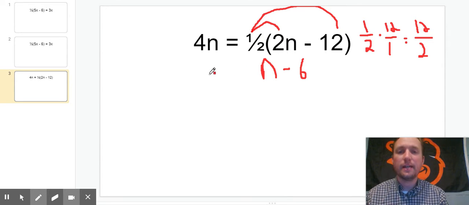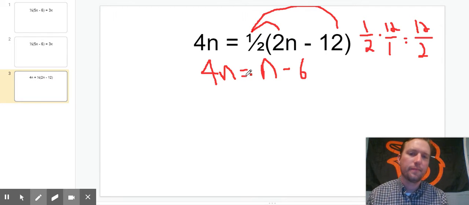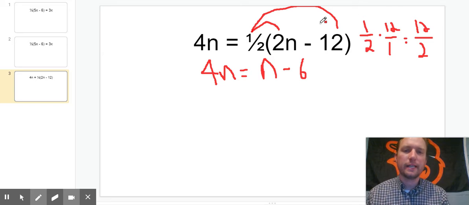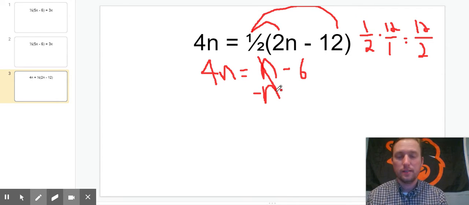Now we haven't done anything on the left-hand side of the equation, so that's just 4n. So after our first step, I have 4n equals n minus 6. Now again, I want to get my variables together, and I have a variable on the left-hand side and a variable on the right-hand side. So I can get rid of this n here by subtracting. So I can subtract n from this side. n minus n cancels each other out, just left with 0.